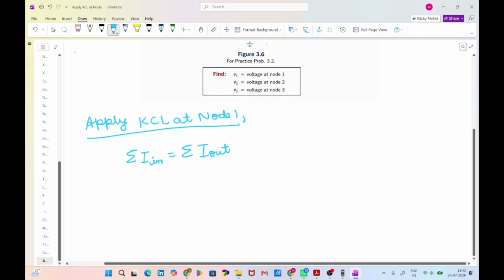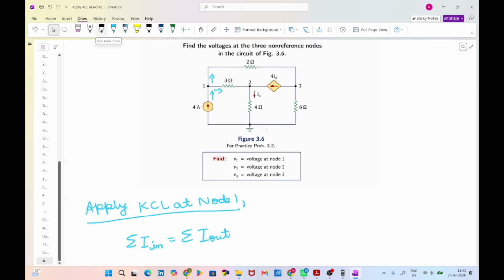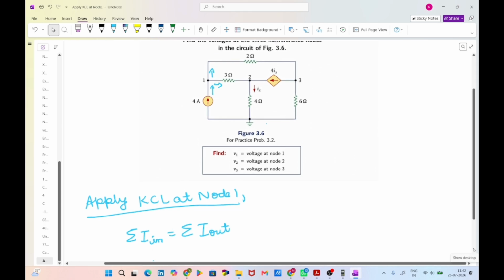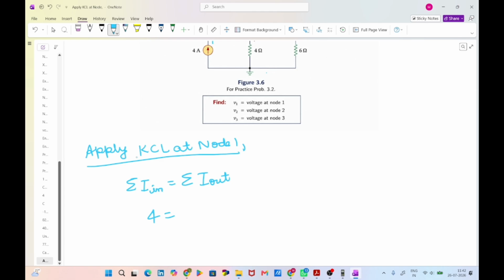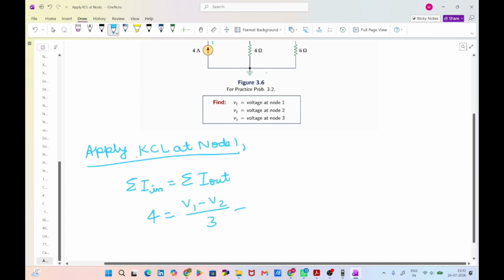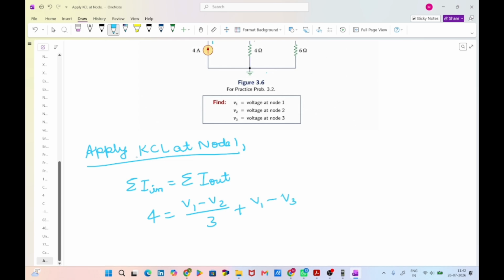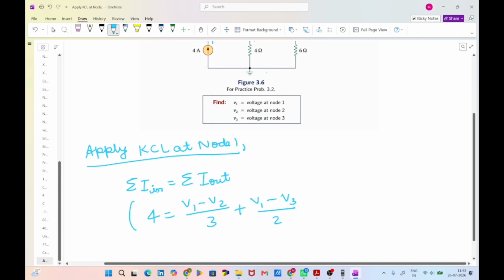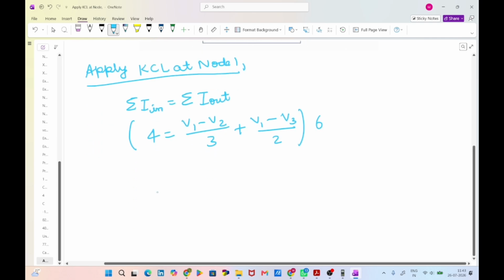Let's write 4 here. 4 is equal to, and the current leaving is (V1 minus V2)/3, the first one, and the second one is (V1 minus V3)/2. We need to make the denominator 1. For that, multiply by 6. 3 times 6 and 2 times 6, and 4 times 6.